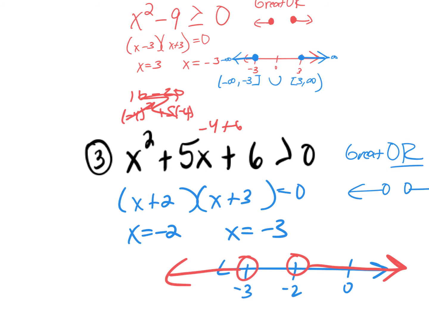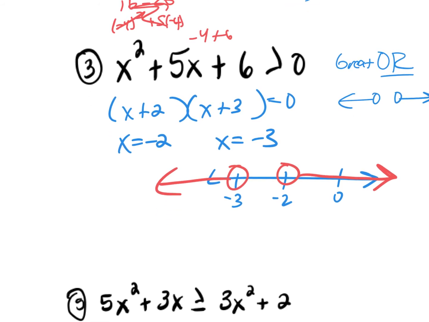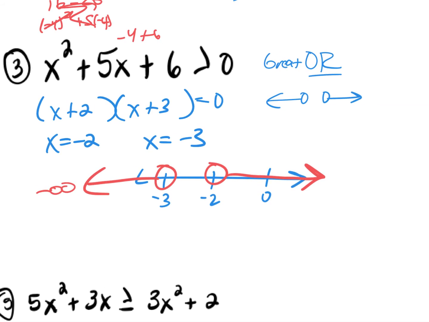What's an easy number on the right-hand side to try? Let's try 0. If I plug in 0, what's 0 squared? 0. Plus 5 times 0. Is 6 bigger than 0? Yes, so we're good to go. So our shading is correct. So negative infinity on the left over here, positive infinity on the right.